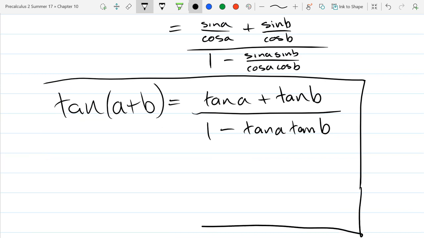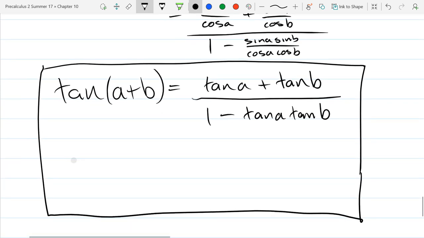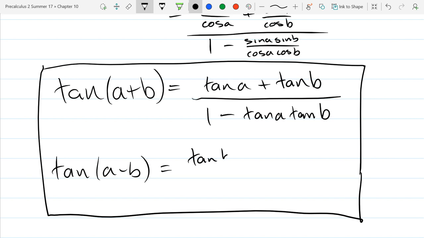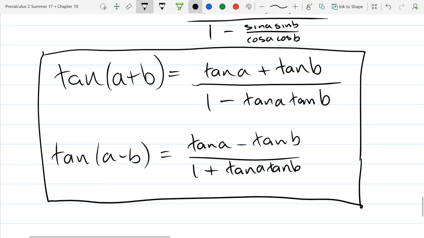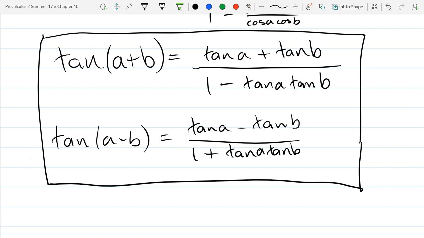So just below this, I'll write the other tangent, the difference. It just has a couple of minus signs hanging around. The plus turns to a minus, the minus turns to a plus. It's still tan A minus tan B divided by 1 plus tan A tan B. And this just comes from the fact that tangent is an odd function, so if you change a sign on B, you bring that sign through. Everything that had a tangent B in it, those terms will change signs.